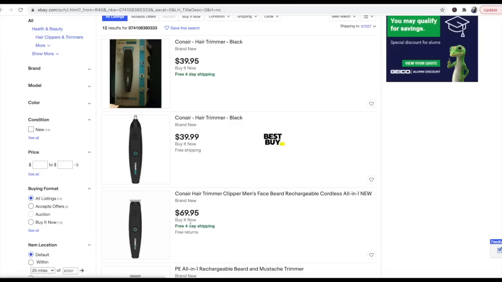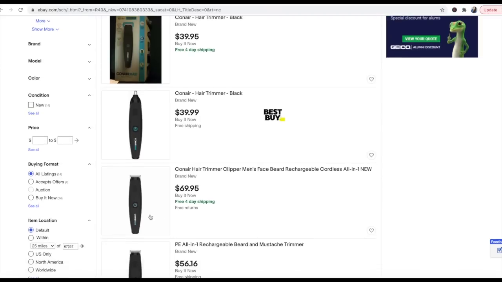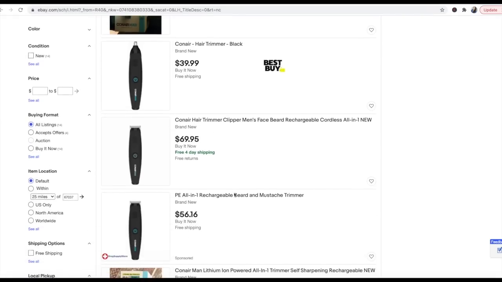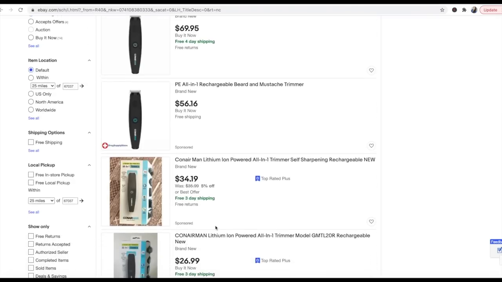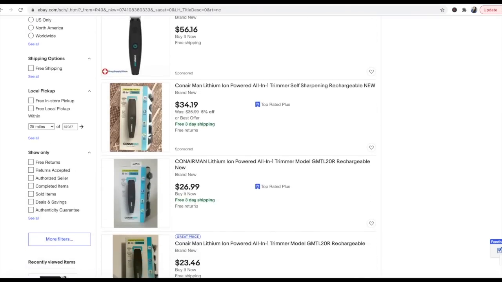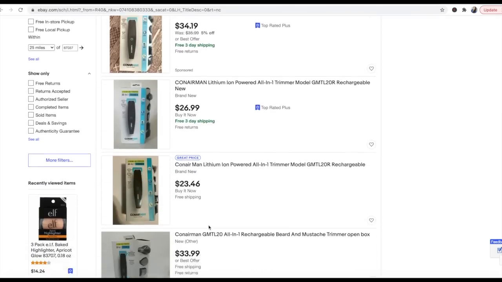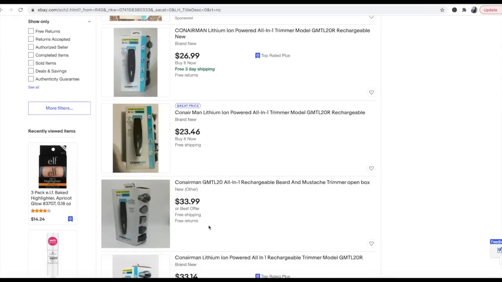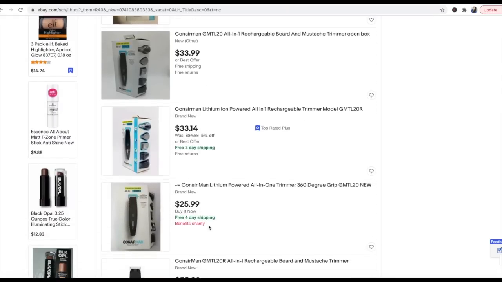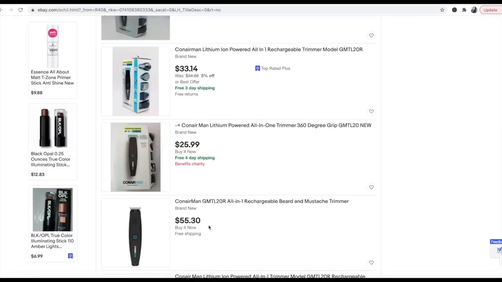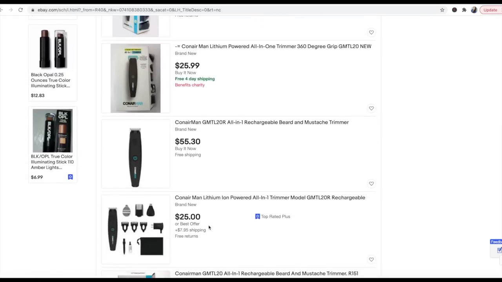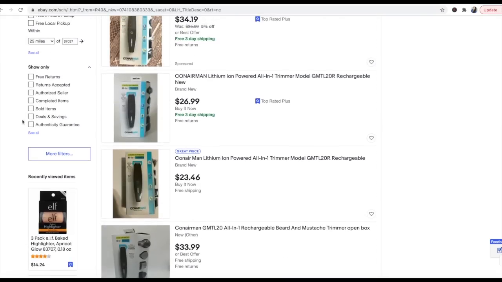Whoa, holy Toledo, $69.95. Is that the same? I'm looking at the box. It is the same. Why is this one so much more expensive? 56.16, 34, 27, 24, 33, 33, 25, 55. Whew. I want to see if any of those really super high ones are actually selling.